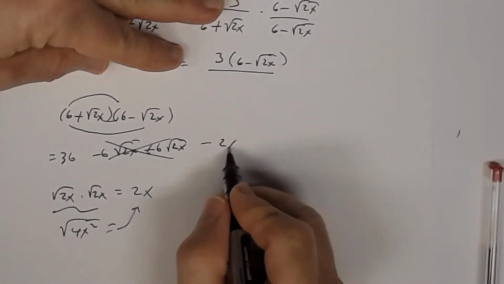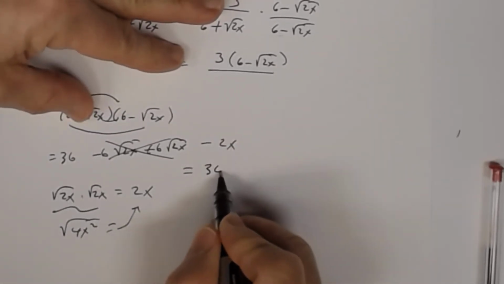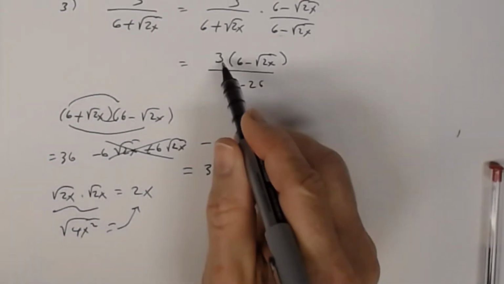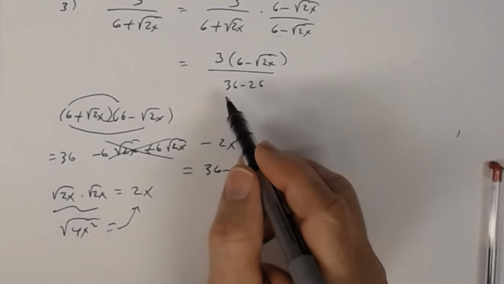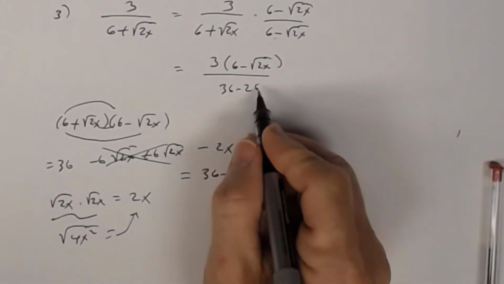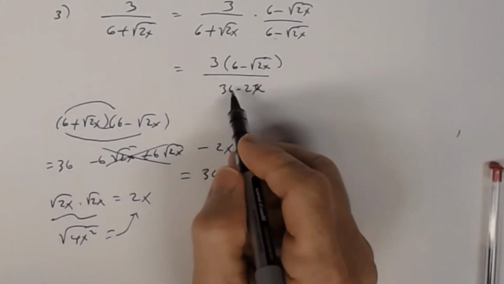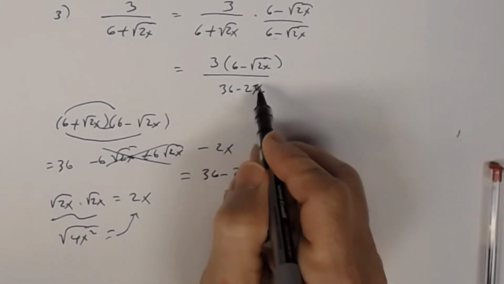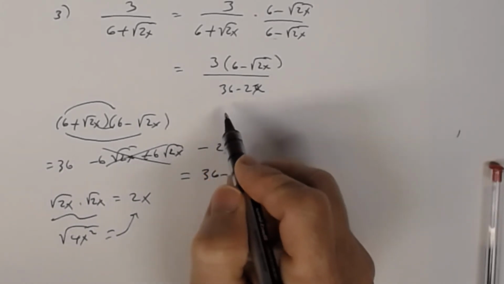So that's minus 2x. So this becomes 36 minus 2x. So that's your numerator. And you cannot reduce this and this. Don't see that's an x right here, 2x. Don't think you can reduce the 3 and the 36, because 36 is not a factor in the denominator. It's part of this. Okay, so this whole thing's a factor.